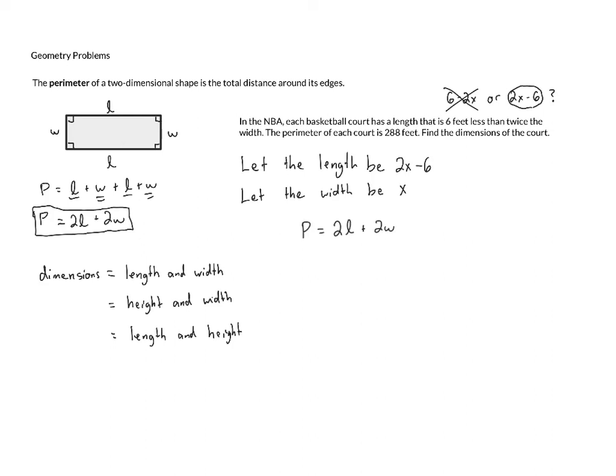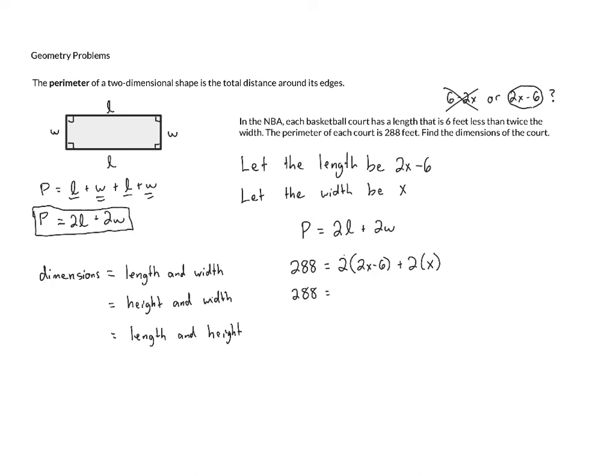This is the formula that's going to help us finish this problem, but what we need to do is substitute in for the perimeter, the length, and the width to turn it into an equation that we can solve. The perimeter, we're told, is 288, so we plug that in, equals 2 times the length. Well, the length is 2x minus 6, plus 2 times the width. We said the width is x. By plugging in all of these quantities, we've gone from a formula with multiple variables to an equation that just has x in it. So now we can solve for x.